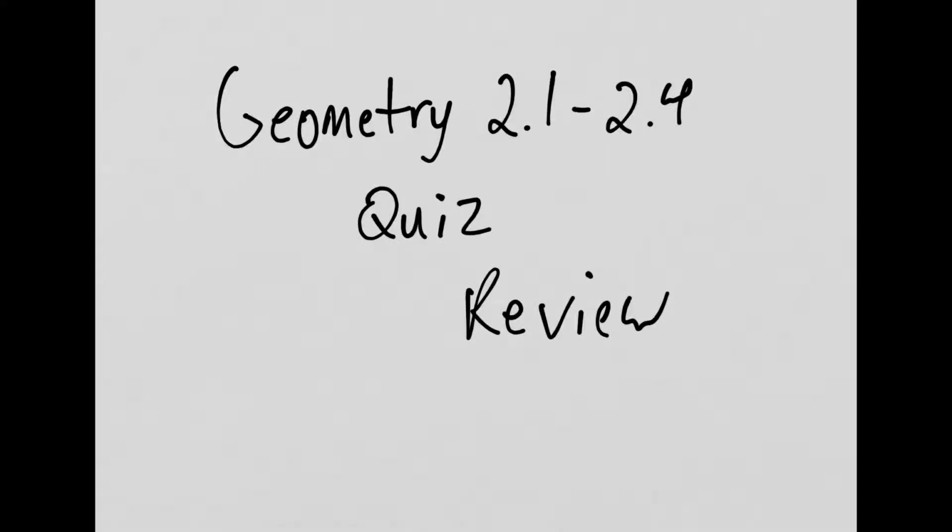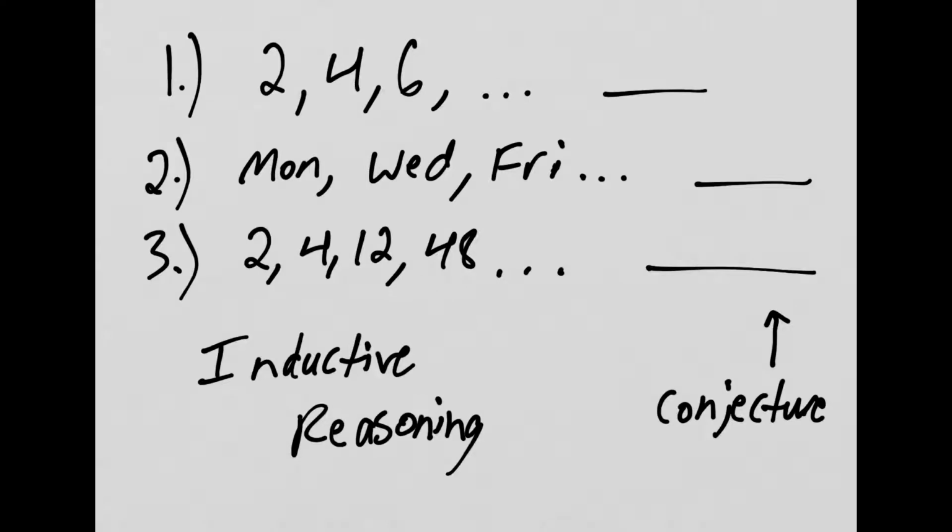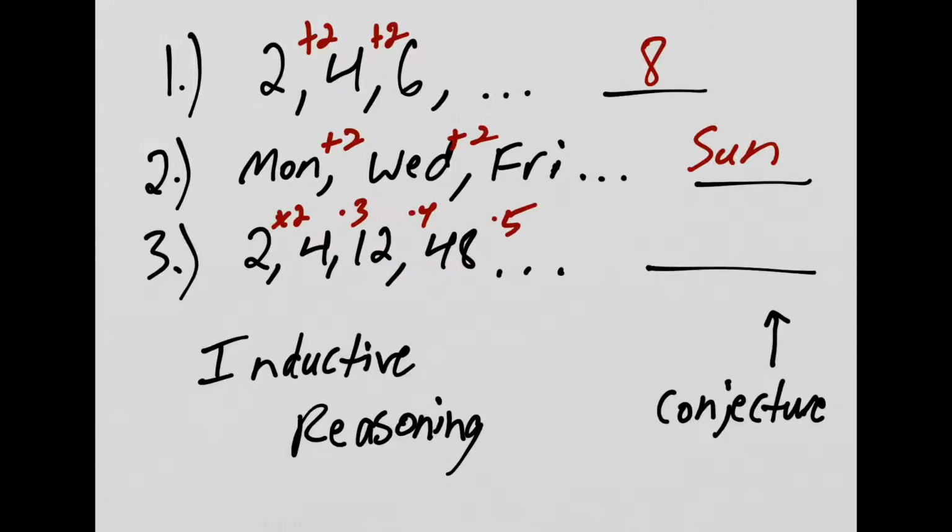This is a review for a quiz covering sections 2.1 through 2.4. The first thing we did in 2.1 was identify patterns, such as adding 2 repeatedly to get our next number, or skipping every other day and recognizing that the next day is Sunday, or multiplying by 2 and then by 3 and then by 4 and recognizing the next number we'll find by multiplying by 5.